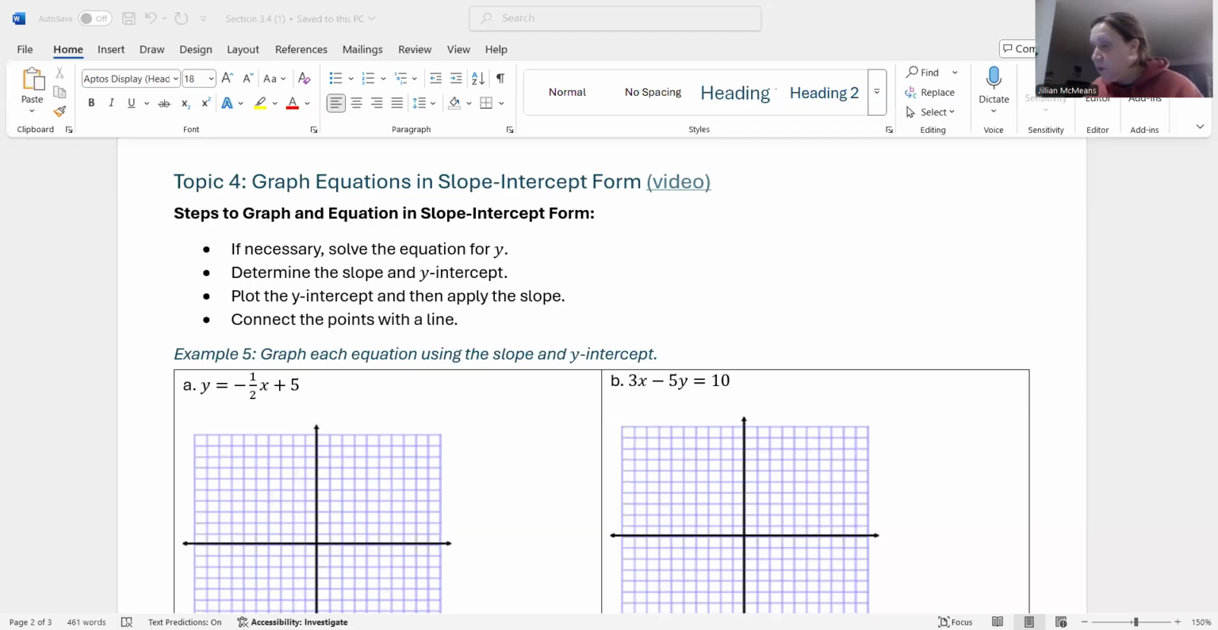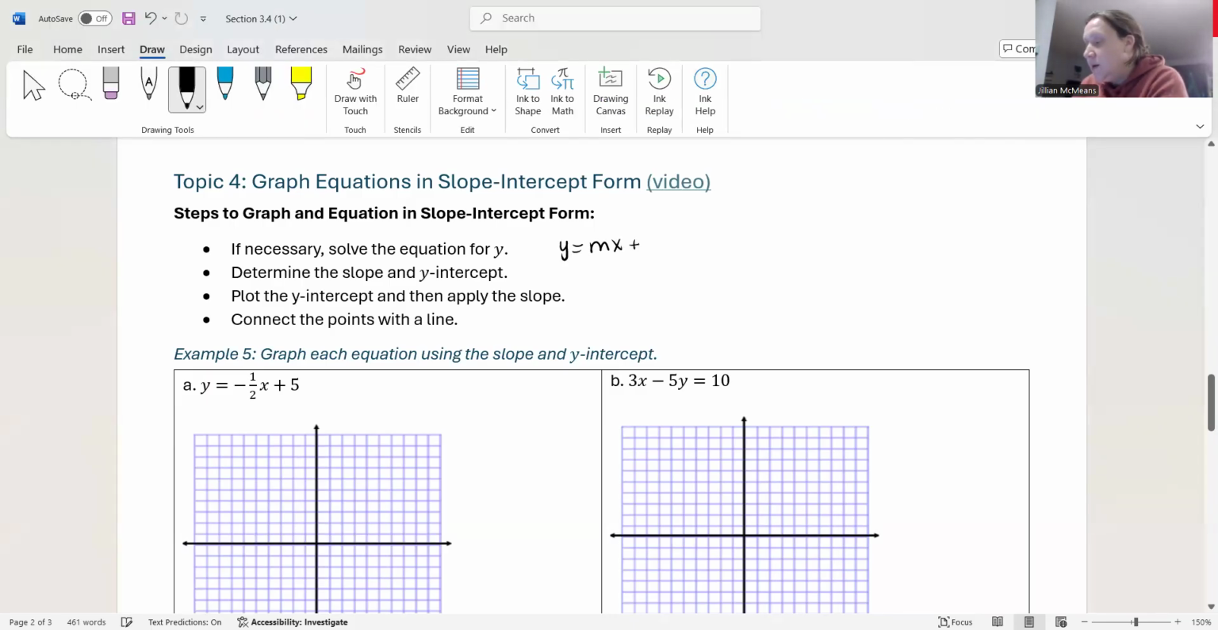Okay, for topic 4, we're going to look at graphing equations in slope-intercept form. The steps to graph an equation in slope-intercept form: first, you need to solve for y if the equation has not already been given to you in slope-intercept form. Remember, slope-intercept form looks like y = mx + b. So in order to use this form, solve your equation for y if it hasn't already been.